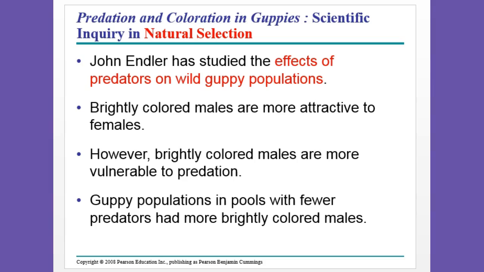John Endler has studied the effects of predators on wild guppy populations. The brightly colored males are more attractive to females. However, brightly colored males are also more vulnerable to predation because they are less likely to be able to blend into their surroundings, so they are more noticeable by predators as well as by females. Guppy populations in pools with fewer predators had more brightly colored males. So the fewer predators there were around, the more brightly colored the males would be. The more predators, the less brightly colored, because those males wanted to be able to make it to reproduce and not be dinner for a predator.